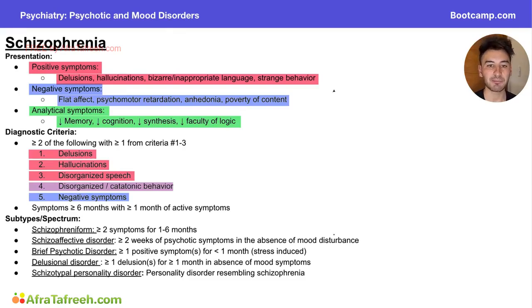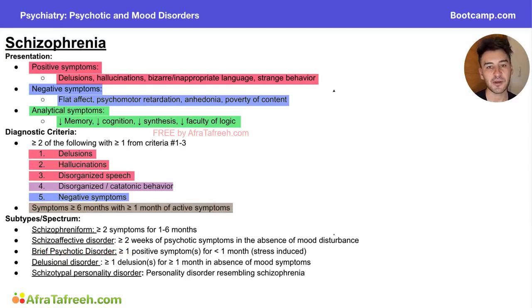So that purple and that blue criteria can be part of your 2 or more, but one of those 2 or more has to be from our red active symptoms. Now, the last and probably most important thing here is that these symptoms have to be for greater than or equal to 6 months with greater than or equal to 1 month of active symptoms.